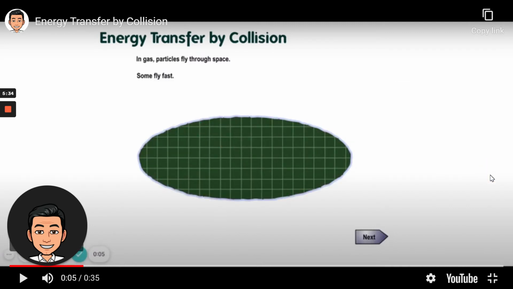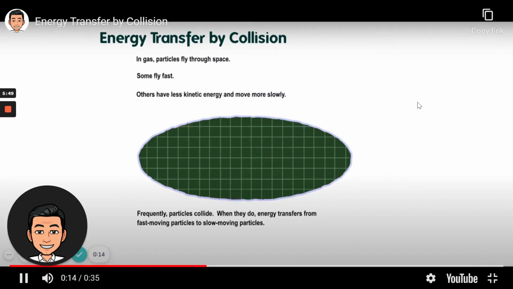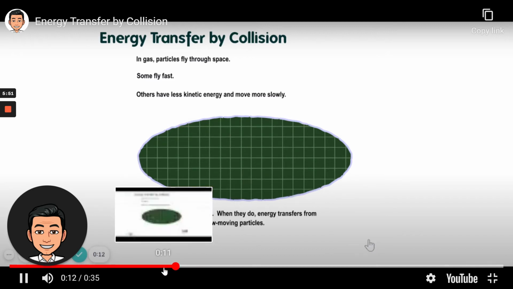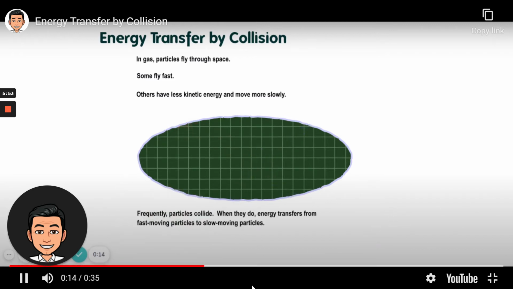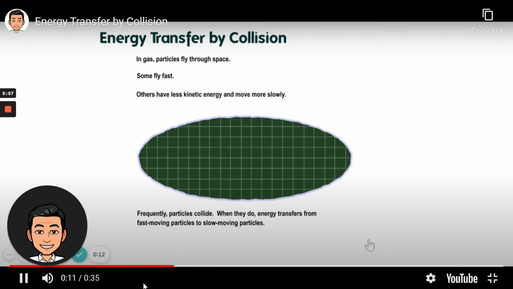Some fly fast, as you just saw there. The red particle has more energy, it's hotter, that's why it's a red color. And others have less kinetic energy and move more slowly, as we just saw right there. So frequently, as we just saw, those particles collide, and when they do, energy transfers from fast moving to slow moving. Let's look at that again.